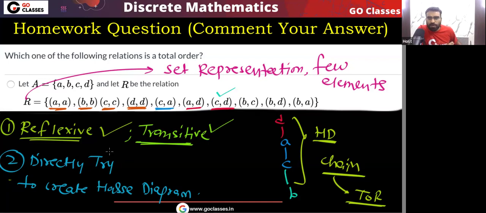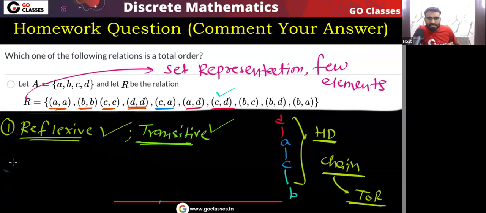But for the antisymmetric property, there is no problem, because if the antisymmetric property is violated, then this type of situation will come. Checking the antisymmetric property is also very easy. So just check antisymmetric, because checking it is actually very easy.